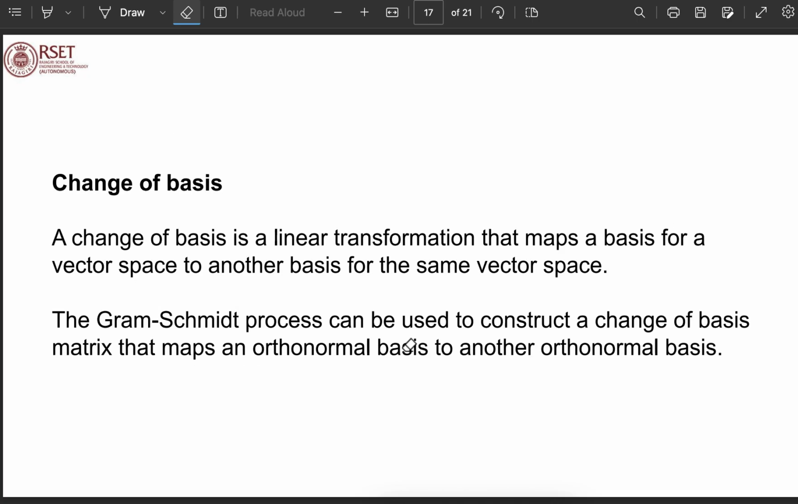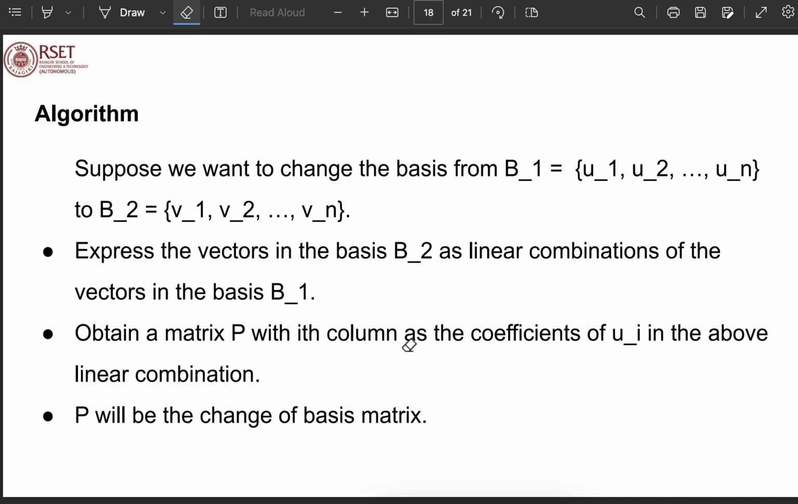Next is change of basis. A change of basis is a linear transformation that maps a basis for a vector space to another basis for the same vector space. This is the algorithm behind it.